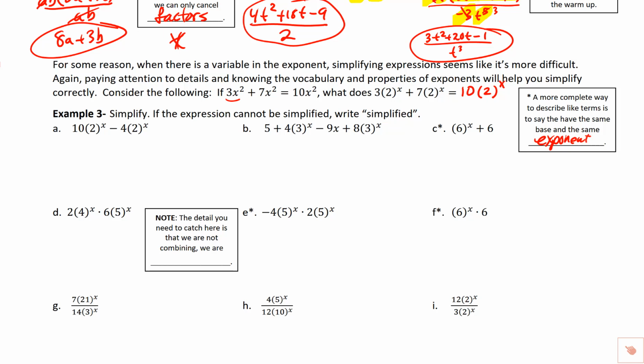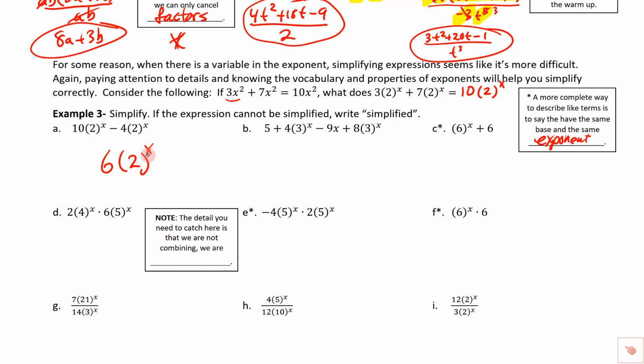So let's take a look at this one. It says simplify the expression. If it can't be simplified, just write simplified. So on this one, we've got 10 times 2 to the x minus 4 times 2 to the x. Or another way to think of it would be 10 of these minus 4 of these is going to be 6 of whatever these are.